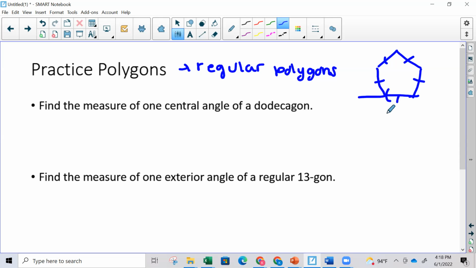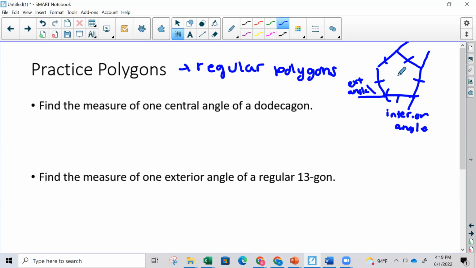We have this interior angle, which is created by 2 sides of the polygon that come together at a vertex. We have the exterior angle. You can make an exterior angle at any of the interior angles. So this pentagon has 5 interior angles. It also has 5 exterior angles. You just draw by extending one of the sides.